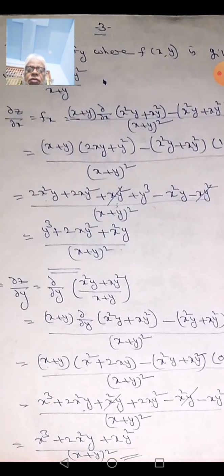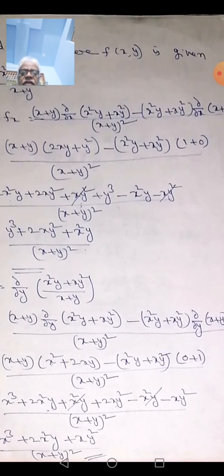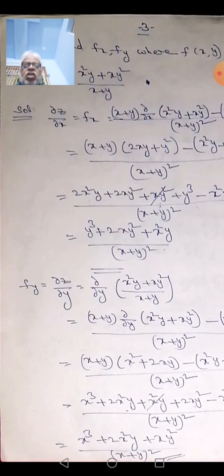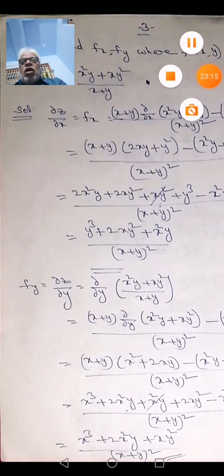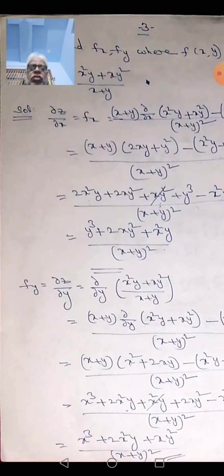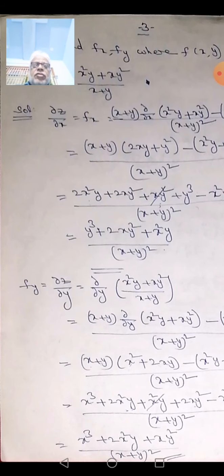If you multiply and simplify it: x square into x is x cube, x square into y, x into x square is x cube, x into 2xy is 2x square y, y into x square is yx square, minus x square y and minus xy square. So after simplification we get x cube plus 2x square y plus xy square, by (x plus y) whole square. This is dou z by dou y, and the above problem is dou z by dou x. Dou z by dou x, dou z by dou y.